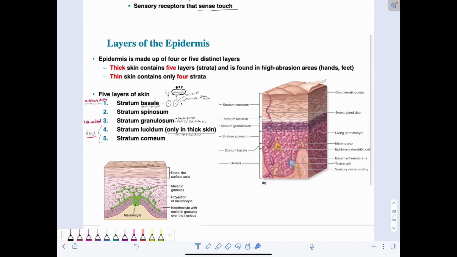And these melanocytes, remember, they make melanin. Another word for stratum basale is stratum germinativum, and after that the cells just basically move up slowly. Also, knowing that right after stratum granulosum, layers 4 and 5, stratum corneum and stratum lucidum, are dead. Stratum granulosum is where they're transitioning to become dead.